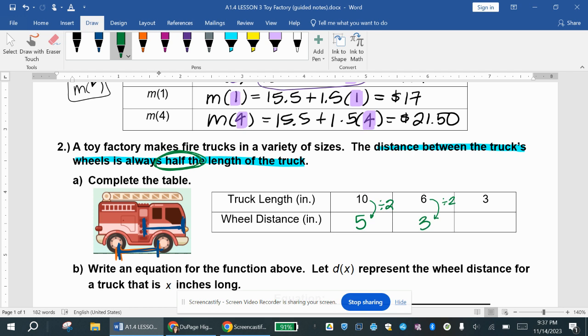Okay, well, 3 is not perfectly divisible by 2, right? But if you get a decimal, that's okay. So half of 3 is 1.5. So these are all in inches.